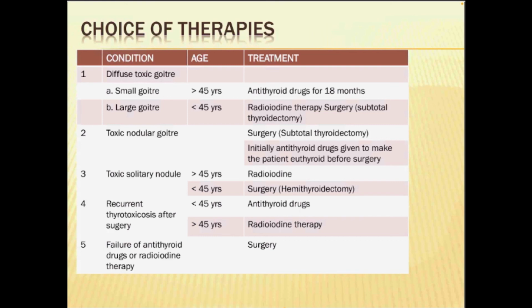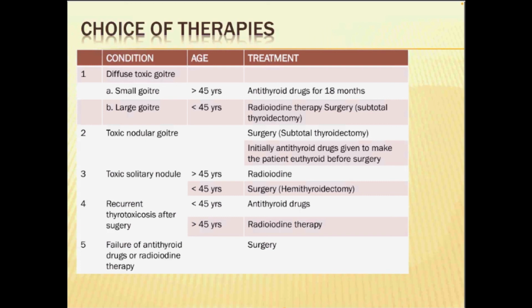In case of toxic nodular goiter, we should go for thyroid surgery if the patient is in a euthyroid state. In case of toxic solitary nodules, you can go for radioiodine if the patient is more than 45 years. If less than 45 years, you can go for surgery. Solitary nodule means hemithyroidectomy can be proceeded with in this case.